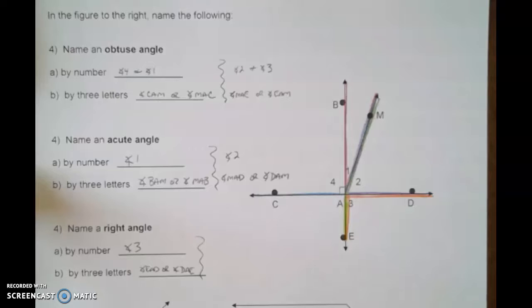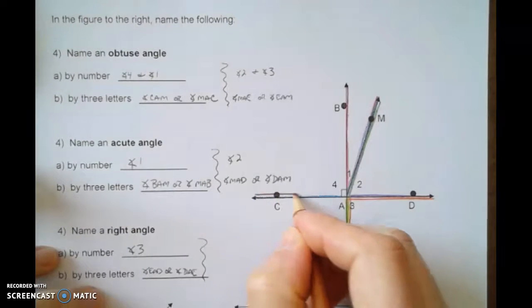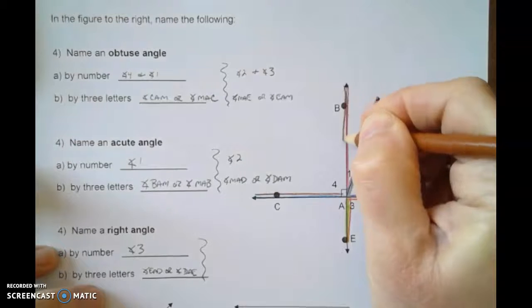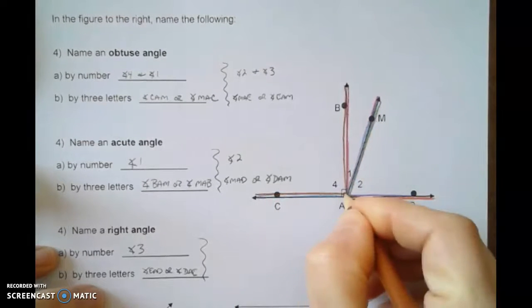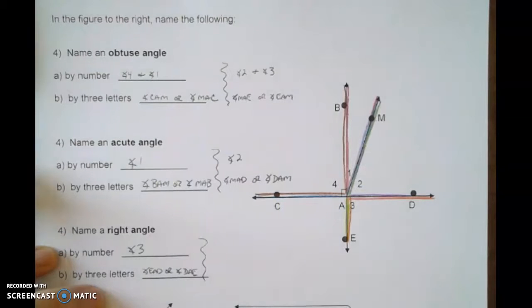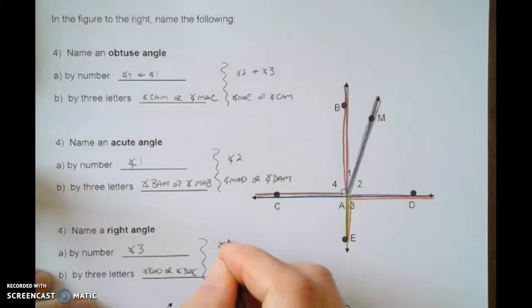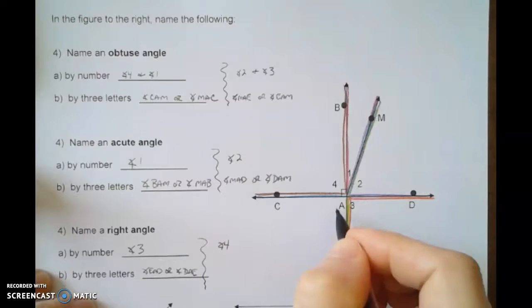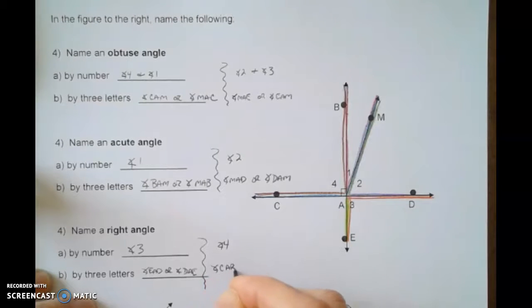Let's use this reddish color again. All right, actually I already used the reddish color. Let's use a brown colored pencil. Okay, there's a right angle found right here. Okay, this angle right here, and it even gave it away with the right angle symbol. This one by number is angle number 4. And if I did it by letters, that's angle CAB or angle BAC.